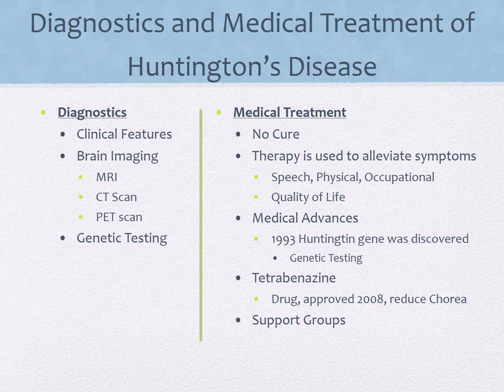As far as medical advances, in 1993, the Huntington gene was discovered, which led to the ability of doing a genetic test. Also, tetrabenazine is a drug that was approved in 2008 to reduce chorea. And then, of course, support groups are always encouraged.